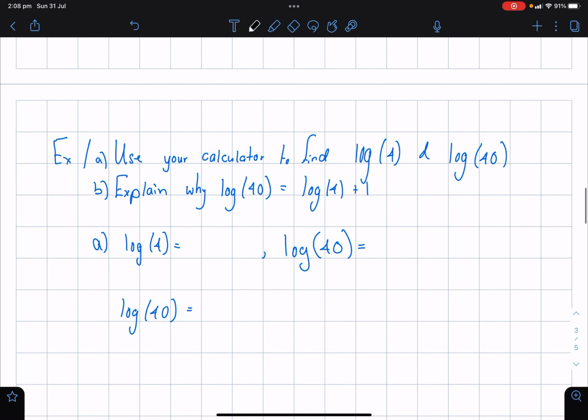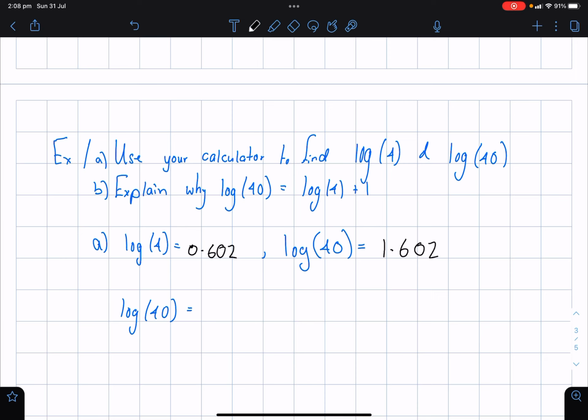Fantastic. So last one, use your calculator to find log of 4 and log of 40. And then part B, explain why the log of 40 equals the log of 4 plus 1. Now, the log of 4 is 0.602, and the log of 40 is 1.602. So you can see that log of 40 is indeed 1 plus the log of 4.